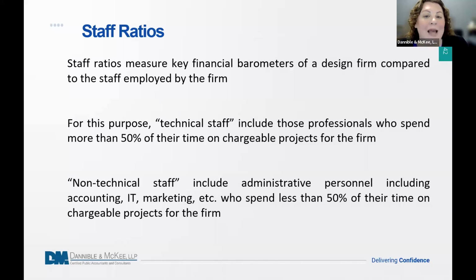So for this purpose, technical staff includes professionals who spend more than 50% of their time on chargeable projects. We consider non-technical staff, administrative personnel, accounting, IT, marketing, those who are spending less than 50% of their time on chargeable projects.